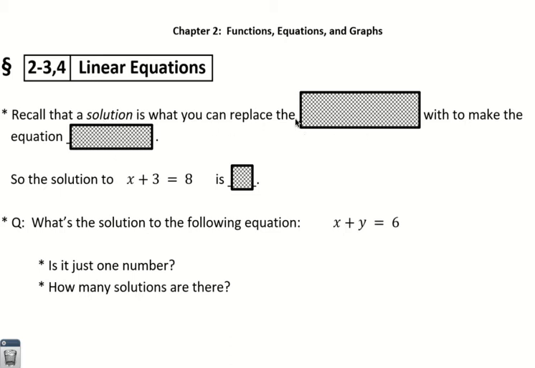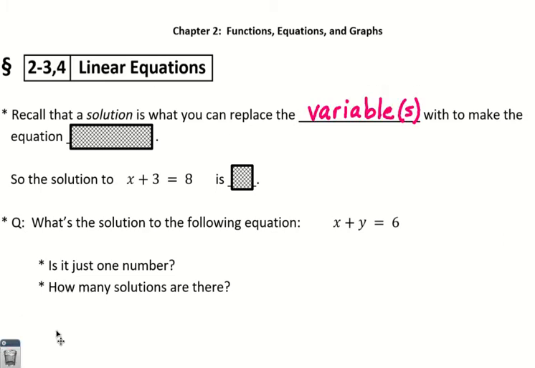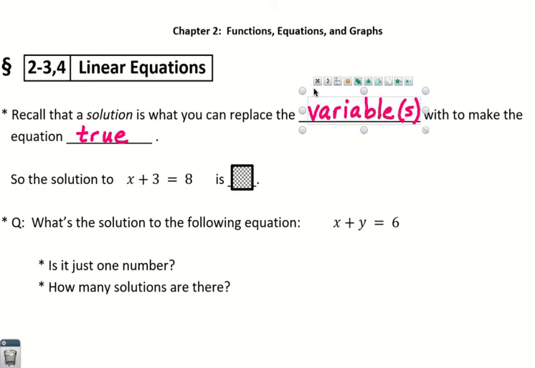Recall that a solution is what you can replace the variable or variables with to make the equation true. That's what a solution is all about. You can't exactly just loosely replace the word solution with answer or whatever else. It's a very specific word in mathematics, and it's whatever can replace the variable or variables to make the equation true.